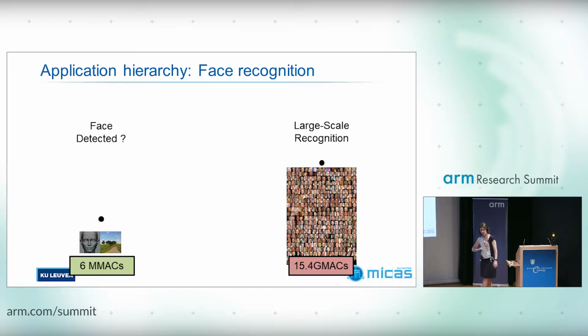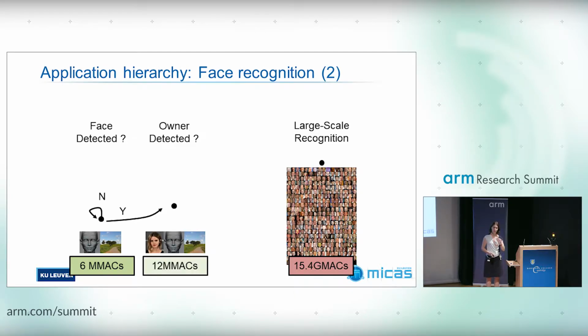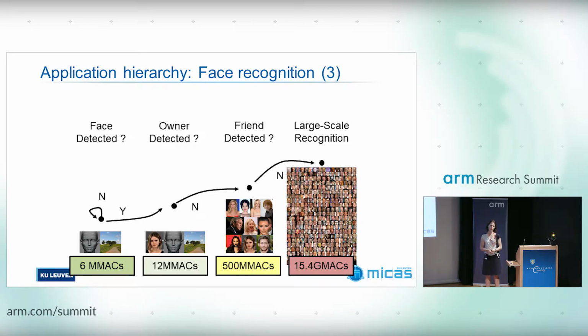What we can do is first train another network, a simple network that just does a 2-class classification. Is there a face or is there no face? I only need 16 million operations to do that, a very small neural network. If there is a face, the phone can check whether it's the face of its owner, because most of the time it will be me in front of the camera. And also for that, I don't need a very big network to just detect whether it's me. Only 12 million operations. And if it's not me, you can check a circle of family or friends, and only if not, then go to the huge network.